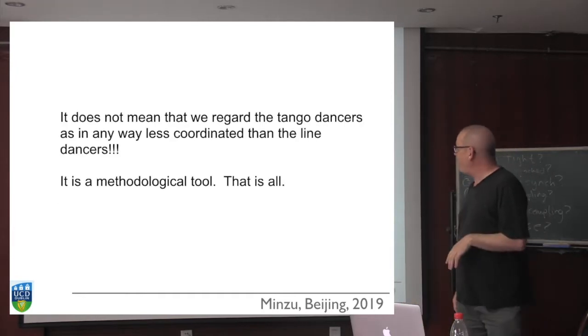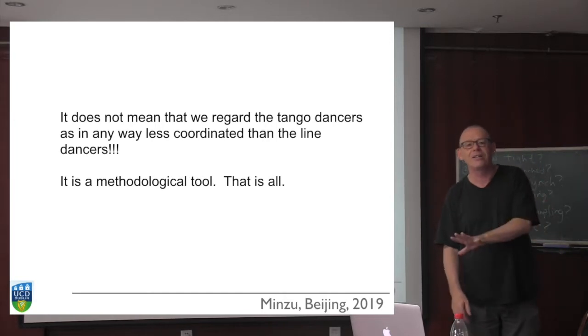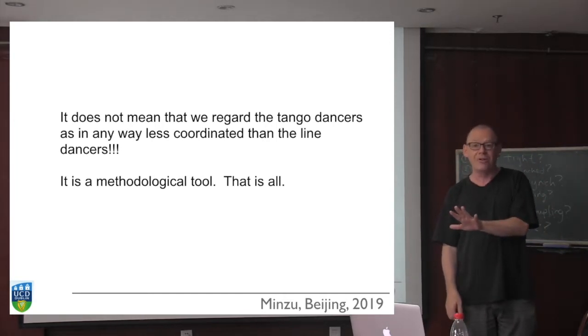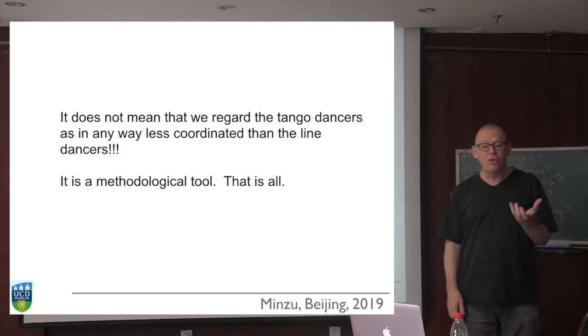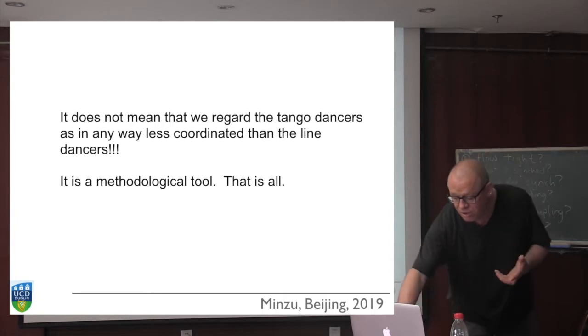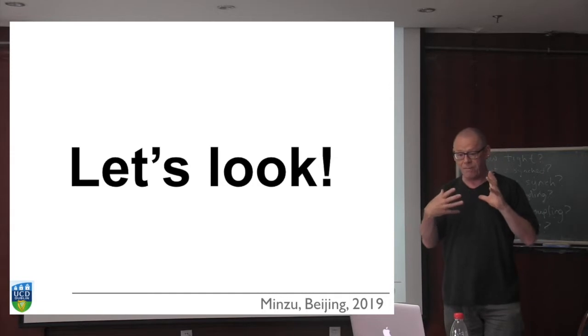And I do not mean that the tango dancers are in any way less coordinated than the line dancers. In fact, the opposite is undoubtedly true. But this is a tool that we can use for looking at particular kinds of joint behavior.